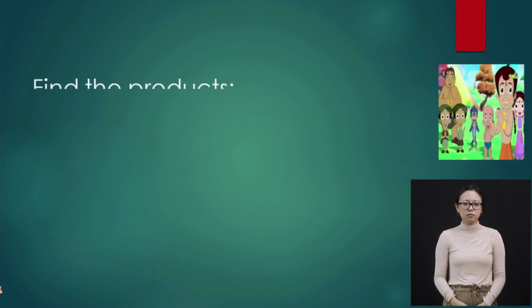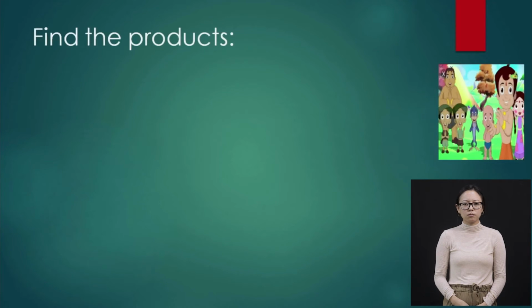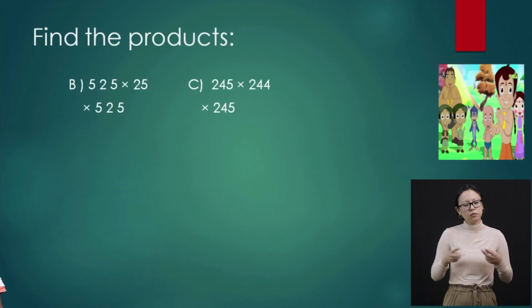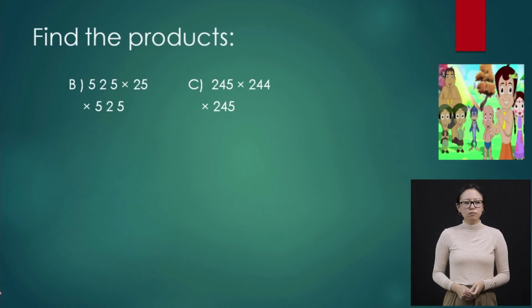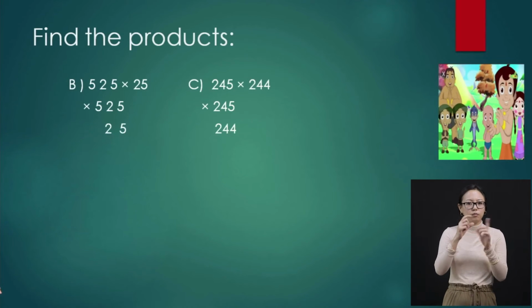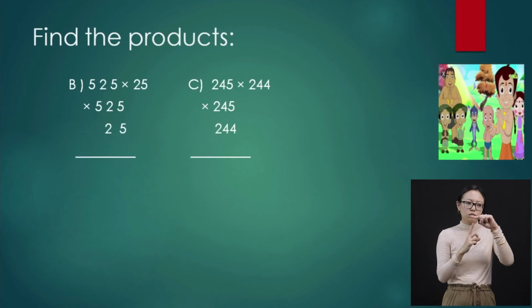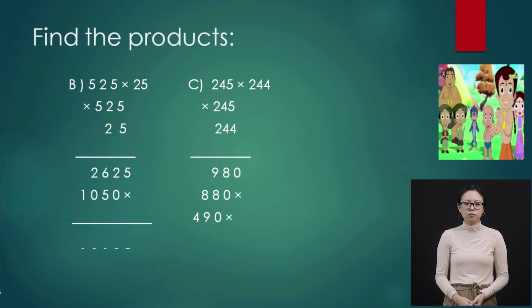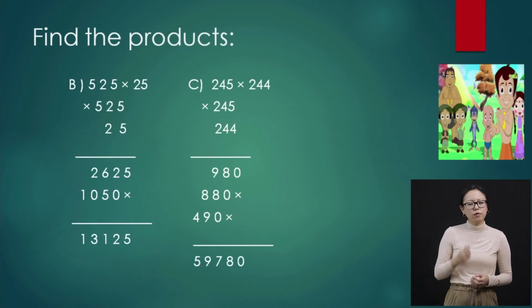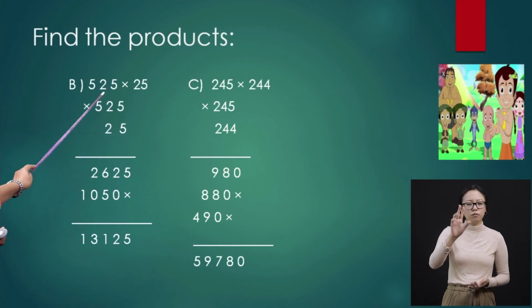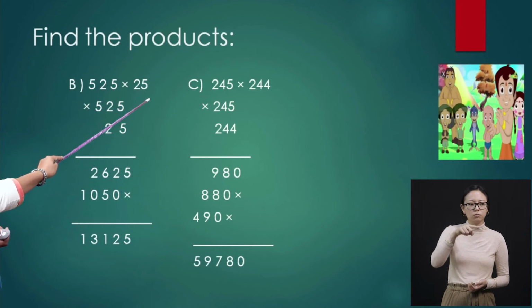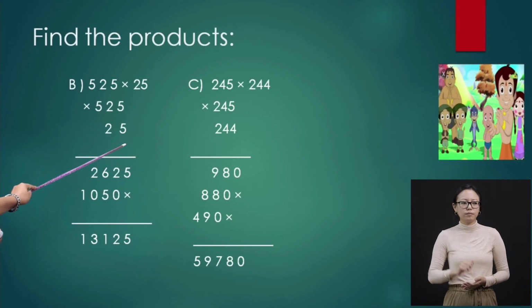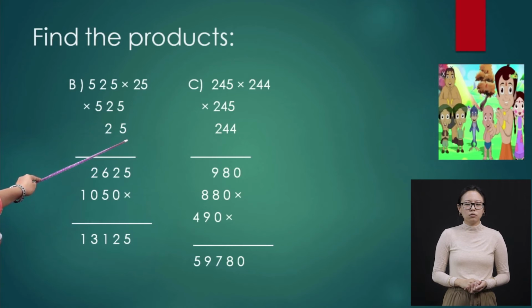Now, let's move to another problem that we have. Here, find the product. That is the same as multiplication. Alright. Now, the first number that we have here is 525 multiplied with 25, right? So, now let's try all of you together.